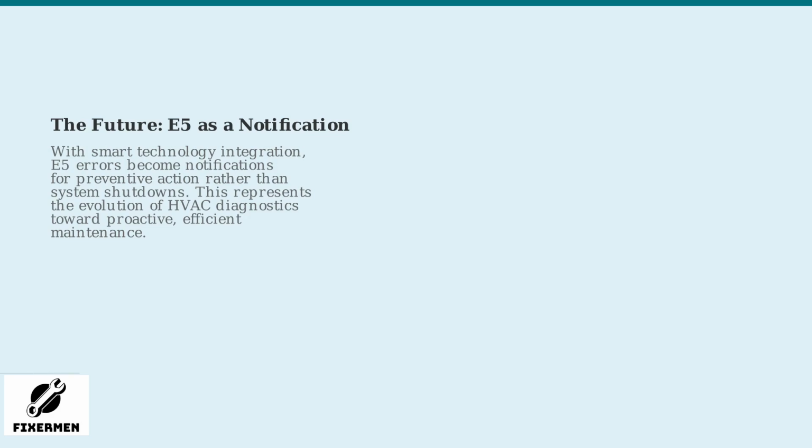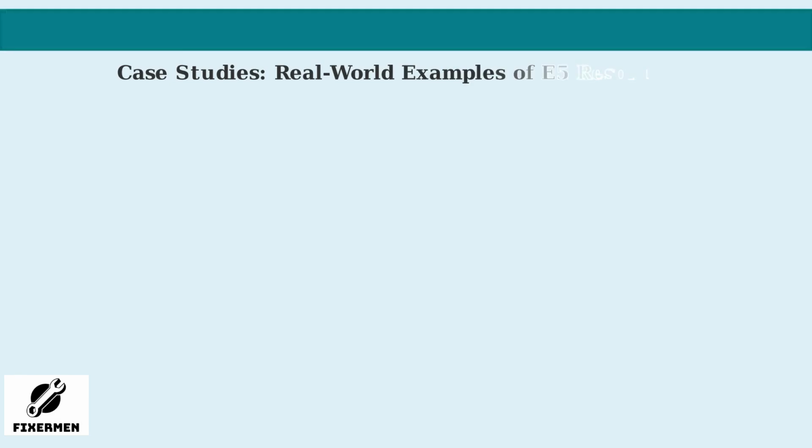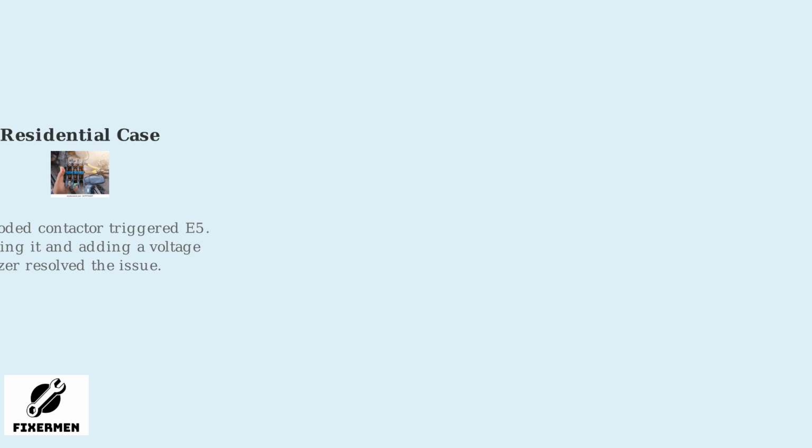Through IoT, cloud monitoring, and AI, Lennox systems now anticipate and resolve issues before they impact performance, marking the future of efficient diagnostics. Real-world case studies demonstrate how E5 errors can be resolved by identifying and fixing specific causes. In a residential setting, a corroded contactor triggered the E5 error. Replacing the contactor and installing a voltage stabilizer completely resolved the issue, restoring normal operation.